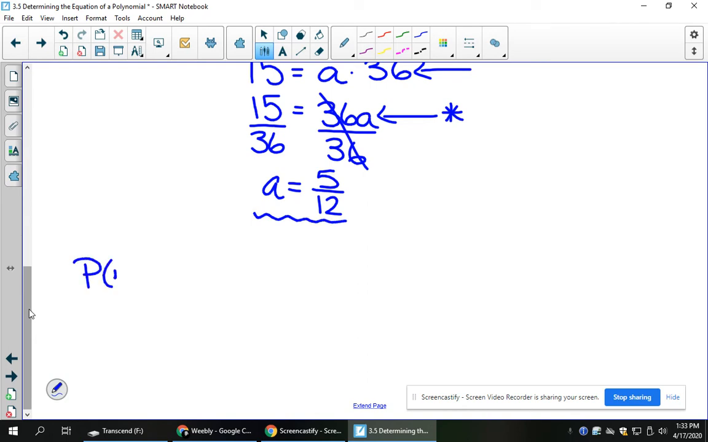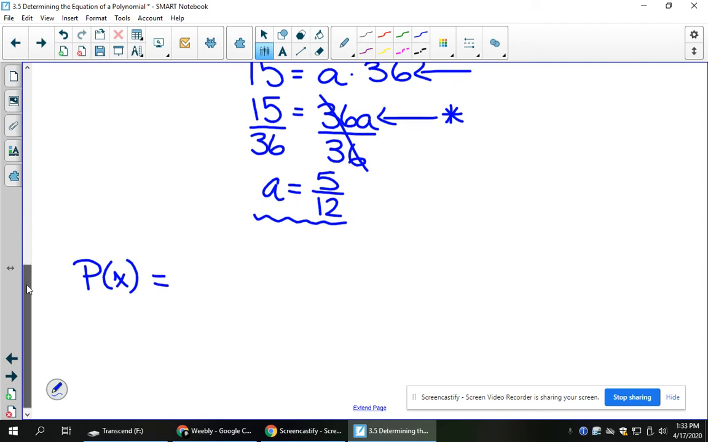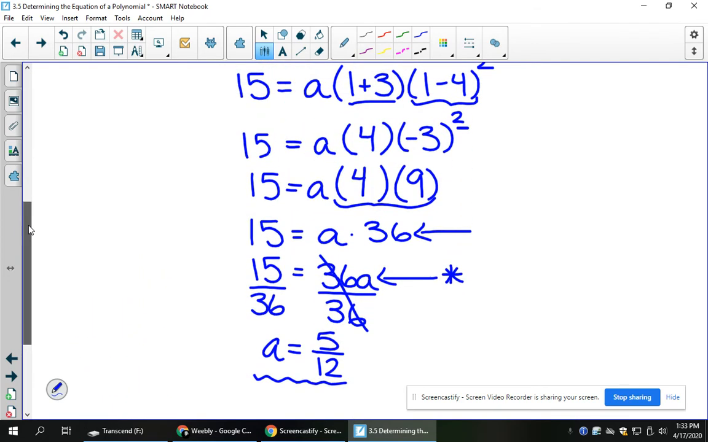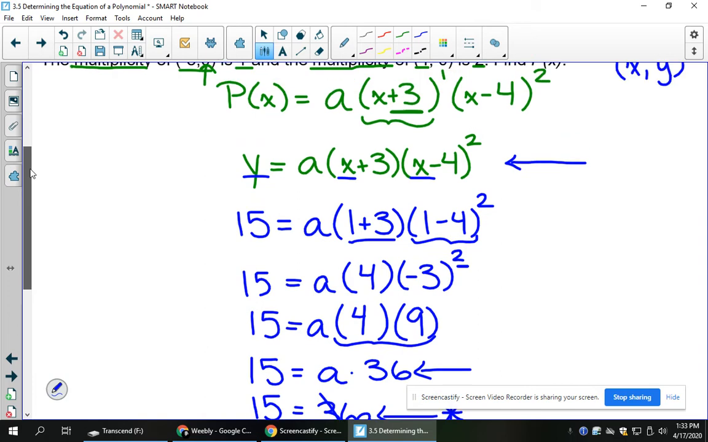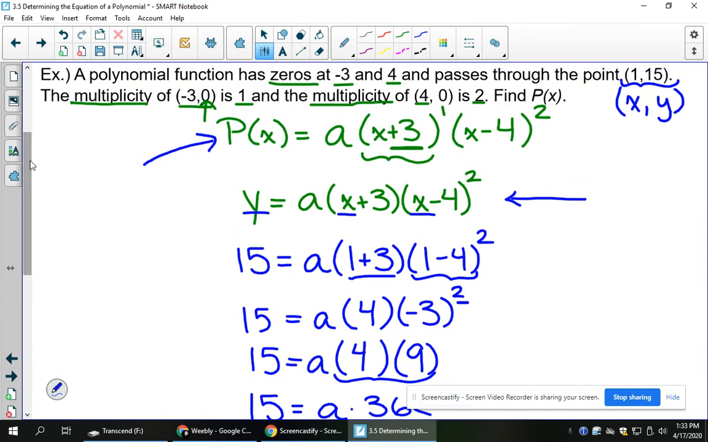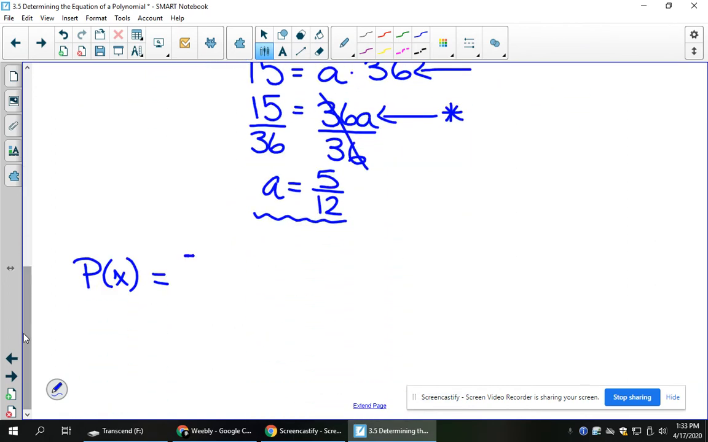We have to say p of x equals, and I'll slide back up because it is, oh my, way back up. It is right here. All we have to do is put our value in for a now. So we have to put 5/12, x plus 3, and x minus 4 squared.